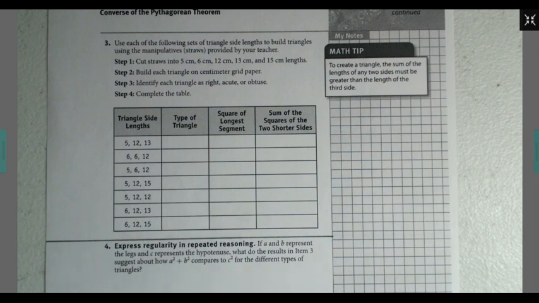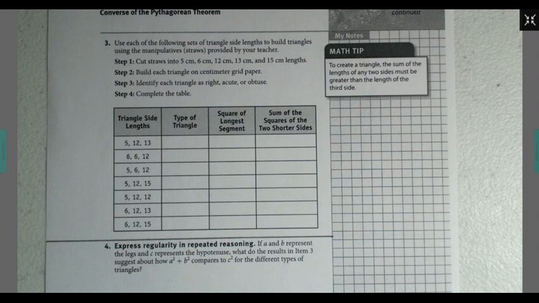All right, here we go. We're going to be looking at question number 3 for section 3. It says, use each of the following sets of triangle side lengths to build triangles using manipulatives or straws provided by your teacher. Cut straws into 5 centimeters, 6 centimeters, 12 centimeters, 13 centimeters, and 15 centimeter lengths.